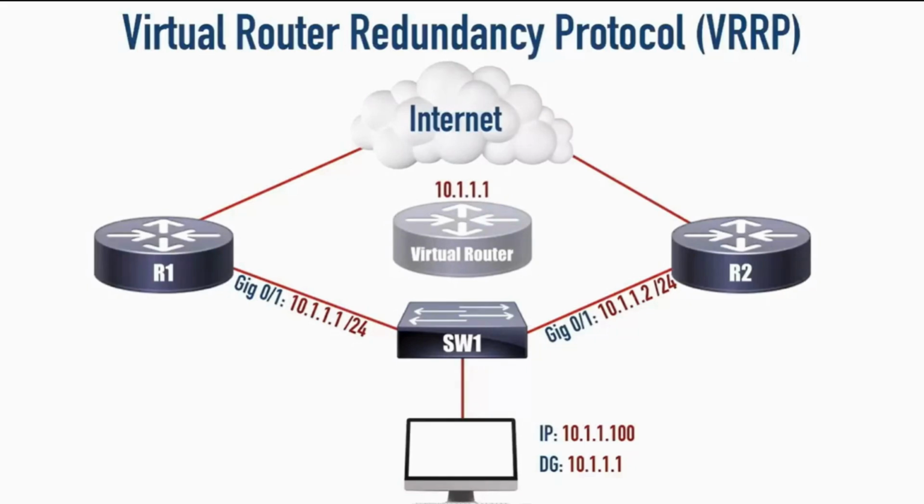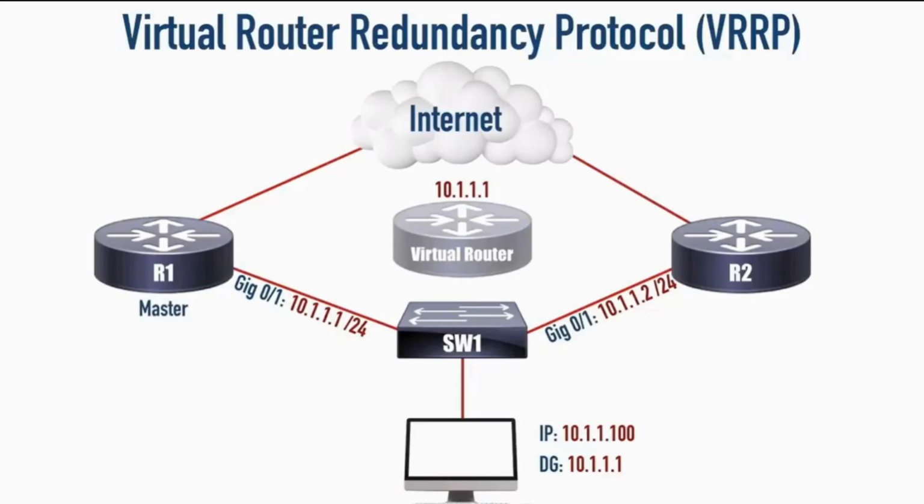Something's different here, though. Notice the gigabit 0/1 interface on R1. Did you notice that that's the same as our virtual router's IP address? That's right. That's something that VRRP can do that HSRP cannot do. We can have the physical interface of a router be the virtual router. And if R1 goes down, we'll say that R1 is the master.